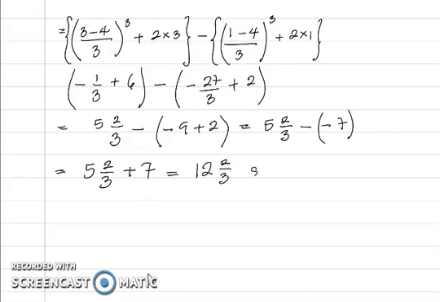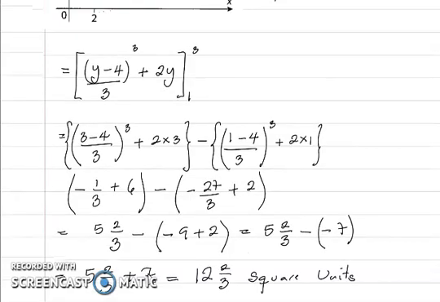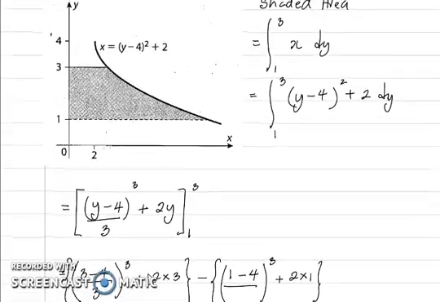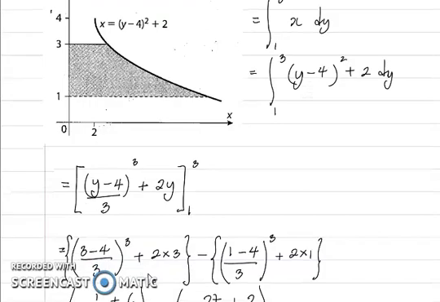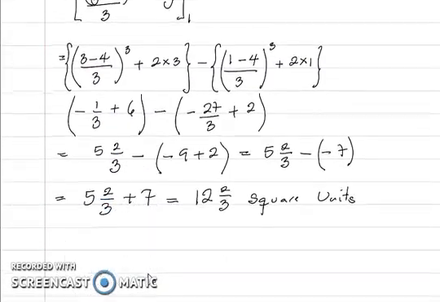And this is square units. And so the area bounded by the curve, the y-axis, the lines y is equal to 1 and y is equal to 3, that area is 12 and 2/3 square units. Let's have a look at another example.